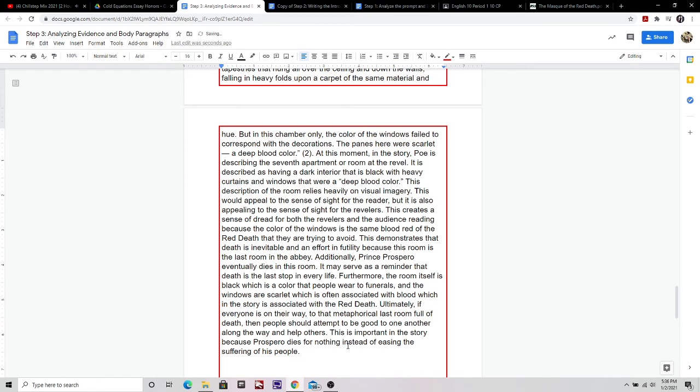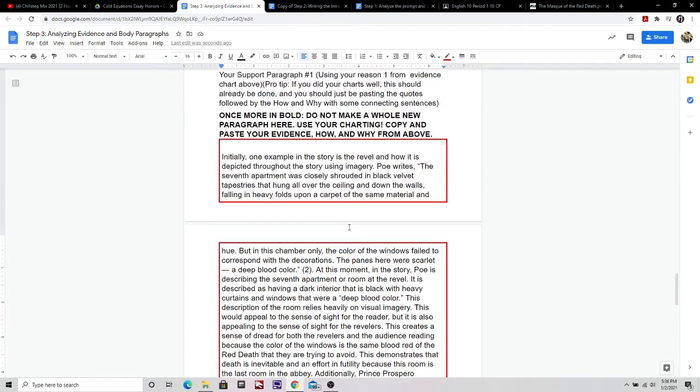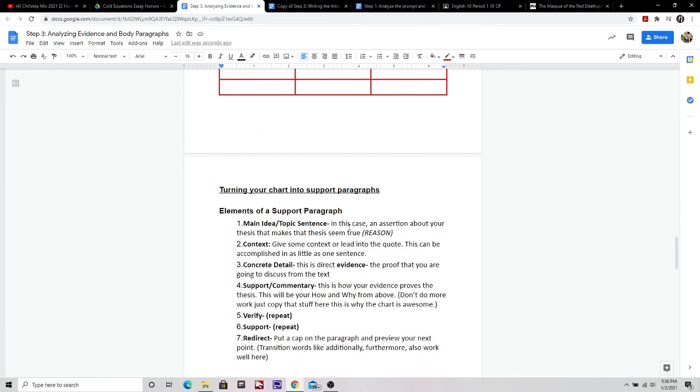All right, which is a good moral point to make, right? And this is why Poe probably does this, right? Prospero, being the leader, should probably be somebody who is watching out for his people, but he isn't. His name is also kind of ironic, right? Prospero, prosperous, while his country is falling apart all around him, right? So this is how step 3 works, right?